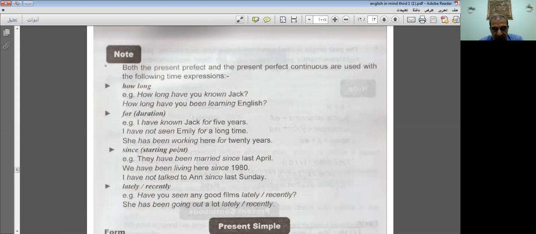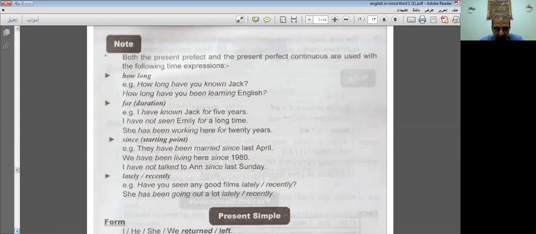Since, starting point. Here we have they have been married since last April. We have been living here since 1980. I haven't talked to Anne since last Sunday. So, lately and recently. Have you seen any good films lately or recently? She has been going out a lot lately or recently.